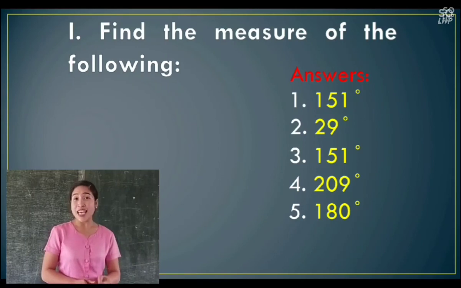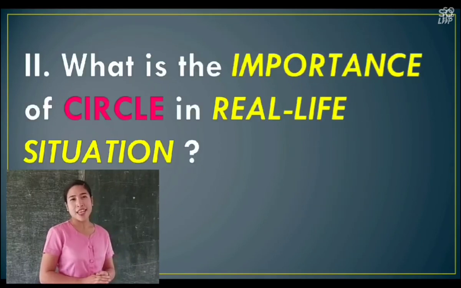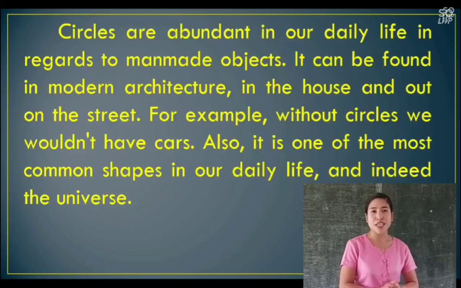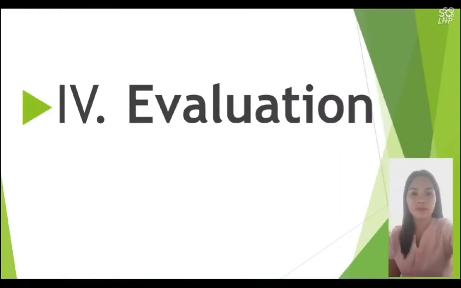And now, for activity 2, what is the importance of circle in real-life situation? Yes, very good. Circles are abundant in our daily life in regards to man-made objects. It can be found in modern architecture, in the house, and out on the street. For example, without circles, we would not have cars. Also, it is one of the most common shapes in our daily life, and indeed, the universe.